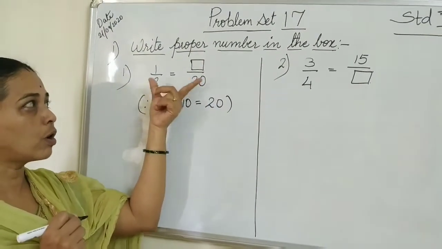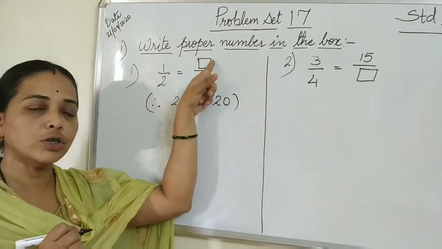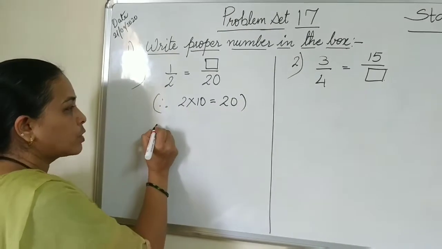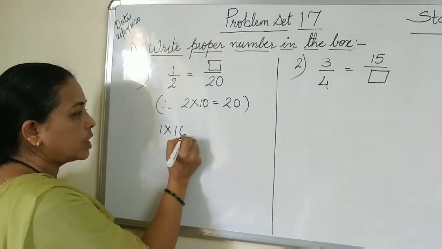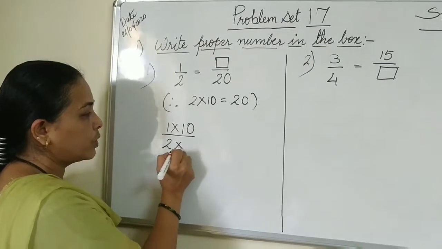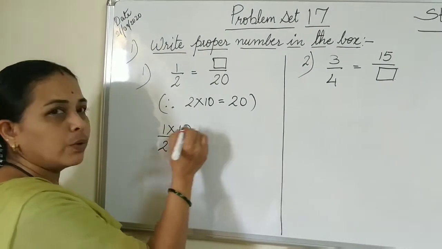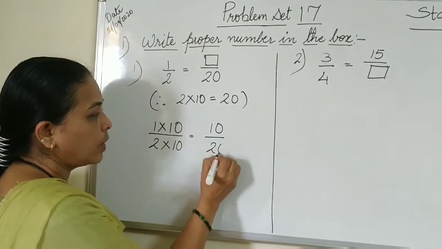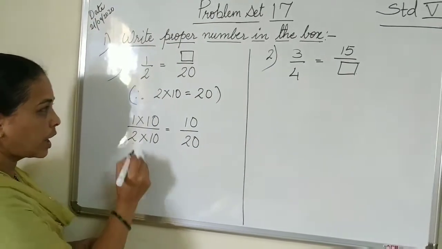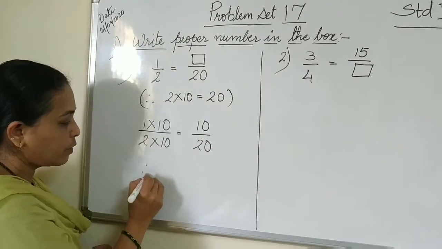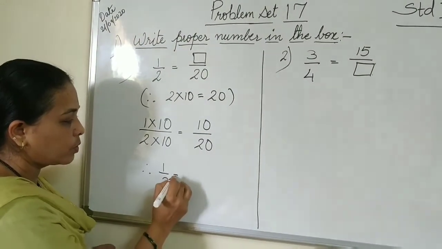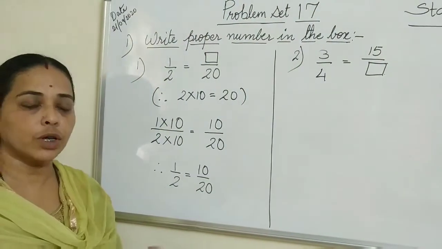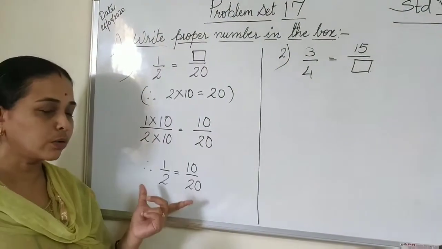Again you have to solve it. Don't write the answer directly here because this is a question. You have to solve it and get the answer down here. So we will solve 1 into 10 upon 2 into 10, which is equal to 1 tens are 10 and 2 tens are 20. So in the box we have got 10. Therefore our answer is 1 upon 2 is equal to 10 upon 20. Okay, don't write 10 directly here. You have to write down the solution.